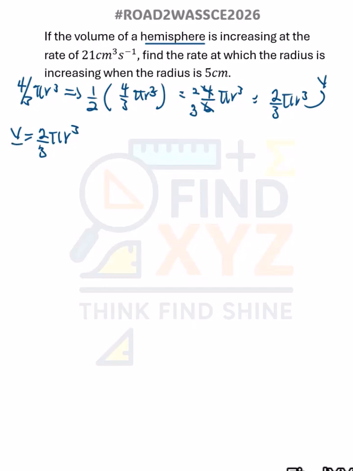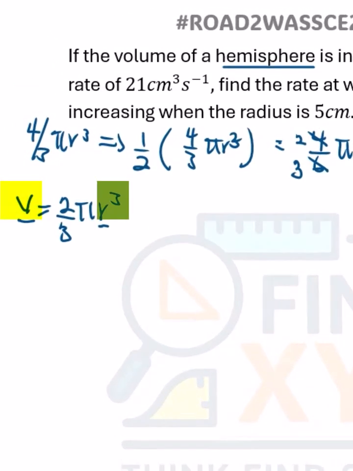The volume depends on the radius. So if you have a very small radius, it means that the volume will also be very small. If the radius is big, it means that it will affect the volume. So the volume of the hemisphere depends on the radius. Then how is the volume changing with respect to the radius? So let's find out. That is the dV/dr, since V depends on r.